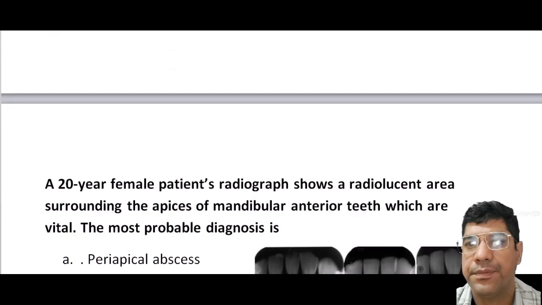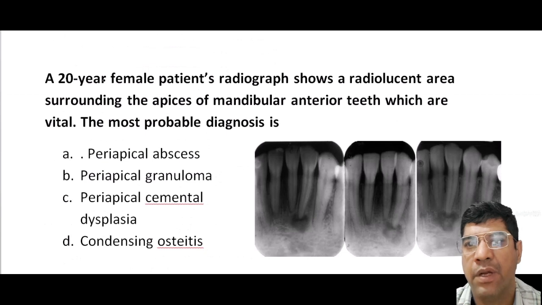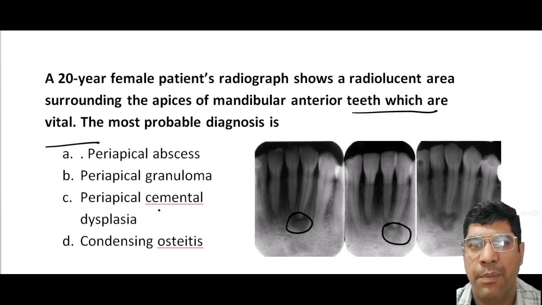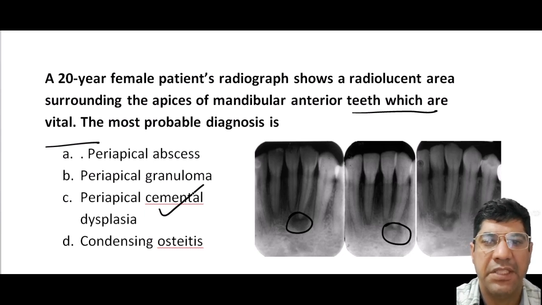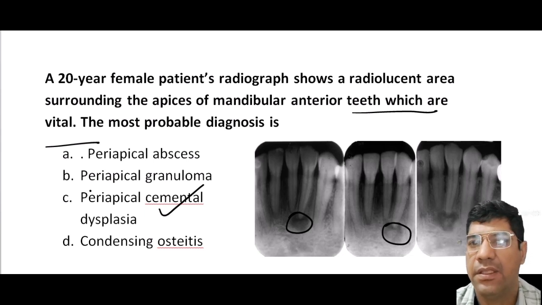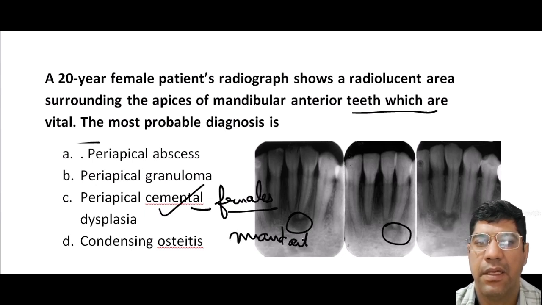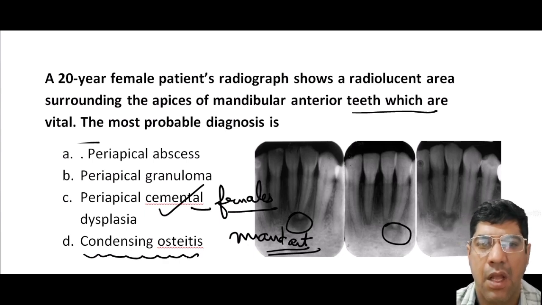A 20-year-old female patient's radiograph shows a radiolucent area surrounding the apices of mandibular anterior teeth which are vital. So the answer would be periapical cemental dysplasia. This condition is characterized by changes in the bone near the tooth apices that lead to a radiolucent area. The teeth involved are vital. It is more common in females and in the mandibular anterior region, whereas condensing osteitis appears as a dense area around the tooth apices and not a radiolucent area.